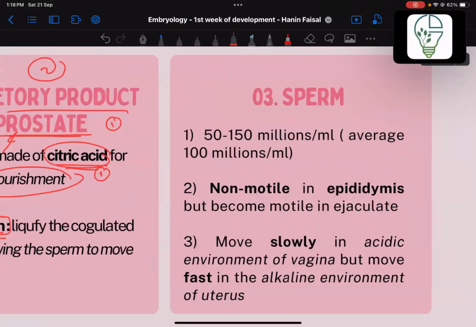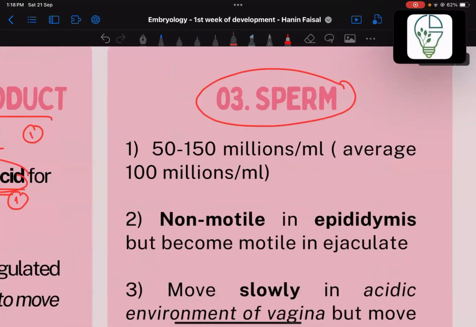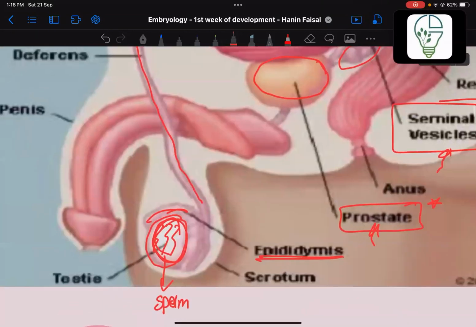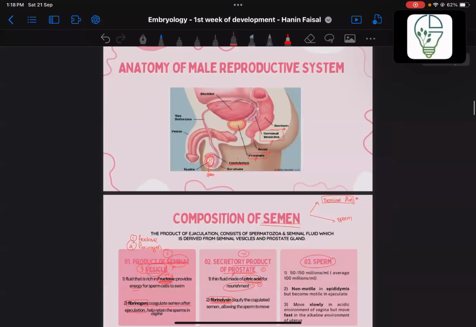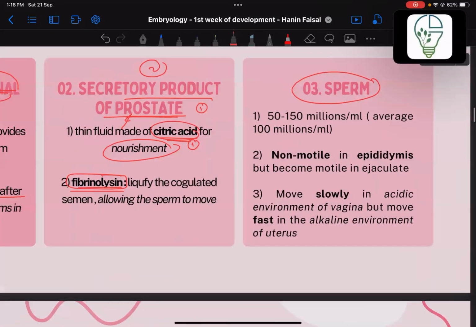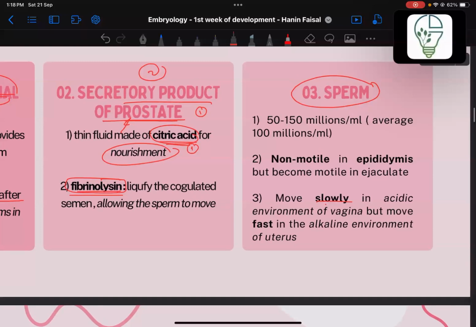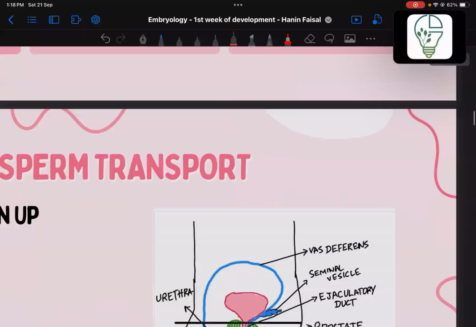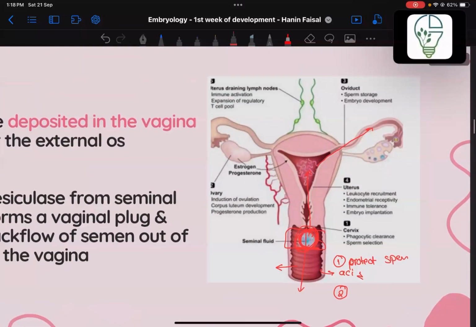And lastly, the most important component as well is the sperm. And we said that the sperm is going to be stored where? In the epididymis. When it's found in the epididymis, it's non-motile. It's still not moving. This is something you have to know as well. And other thing, we said that the vagina is an acidic environment, and the sperm moves slowly in this acidic environment while it moves faster in the alkaline environment. That's why it will move faster here in the uterus, because the uterus is alkaline while the vagina is acidic. So it's going to move slowly in the vagina, or it will move faster in the uterus.